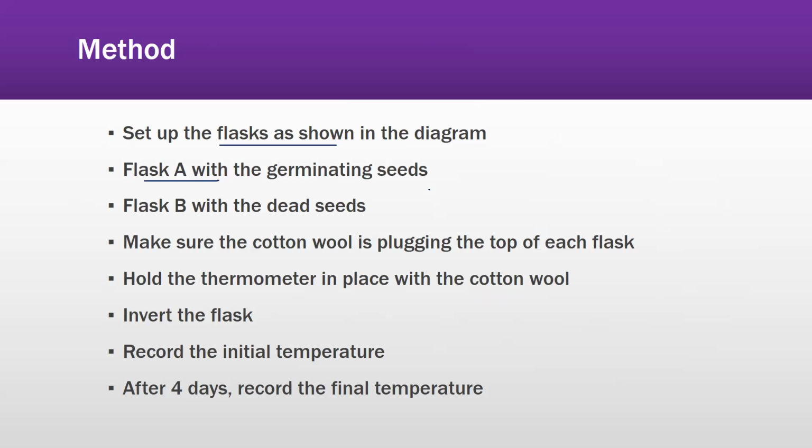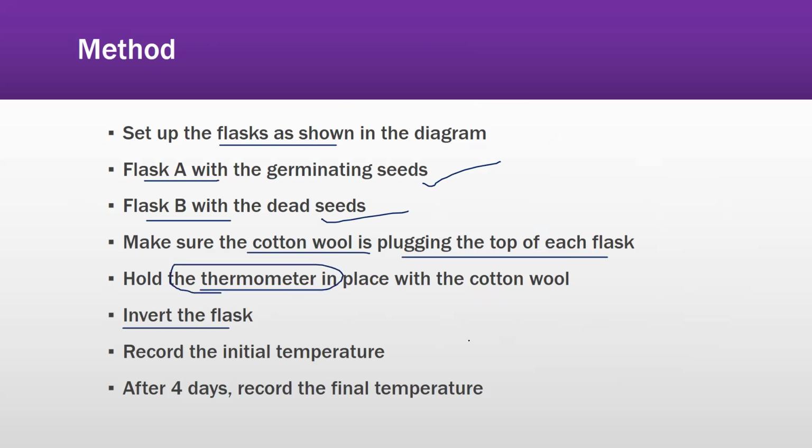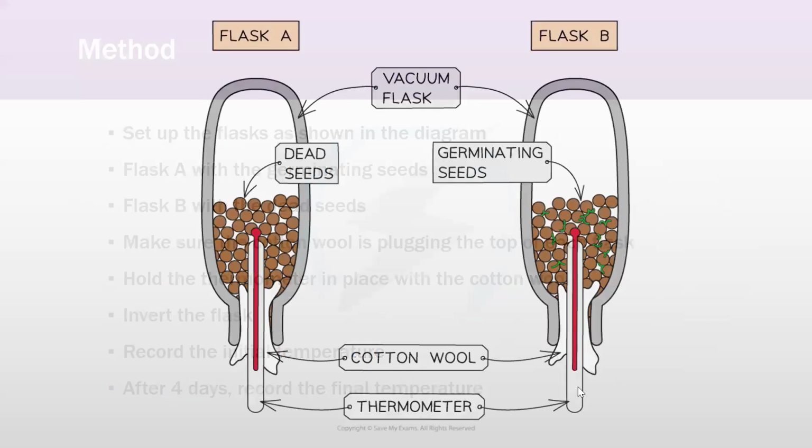In flask A we will put germinating seeds, in flask B we will put dead seeds, and cotton wool will be plugged on top of each flask. Then we're going to hold the thermometer, invert the flask, first record the initial temperature, and after 4 days we are going to record the final temperature as well. Got it?